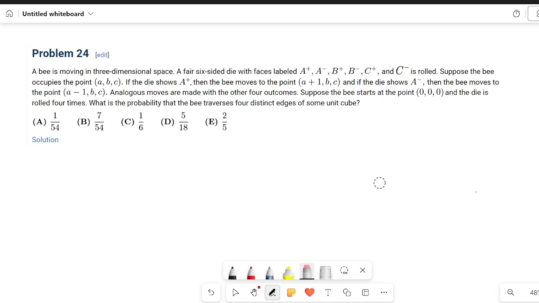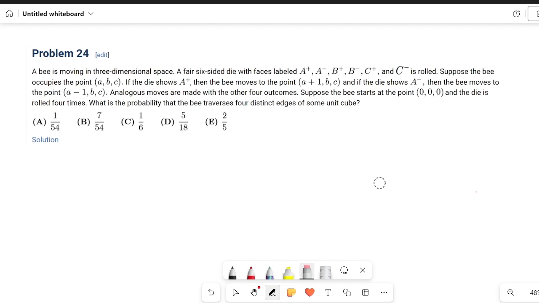So today we are going to be looking at the recent AMC10A problem 24. So the first thing we see is of course a fair six-sided die, so we can immediately think of this as a combinatorics problem. But without further ado, let's get into the problem, see how we can solve it, and see what kind of strategies you could have used on test day in order to solve this problem.